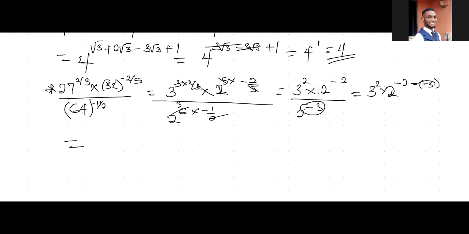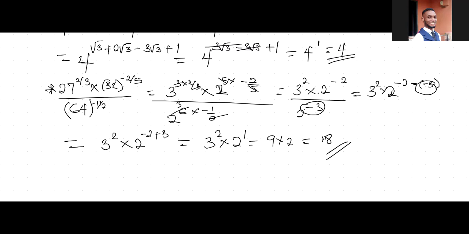Then you have 3 raised to the power of 2 times 2 raised to the power of minus 2 plus 3. So this is going to be 3 raised to the power of 2 times 2 raised to the power of 1. So 3 raised to the power of 2 is 9 and 2 raised to the power of 1 is 2. So the answer is 18. So that's it. Okay.